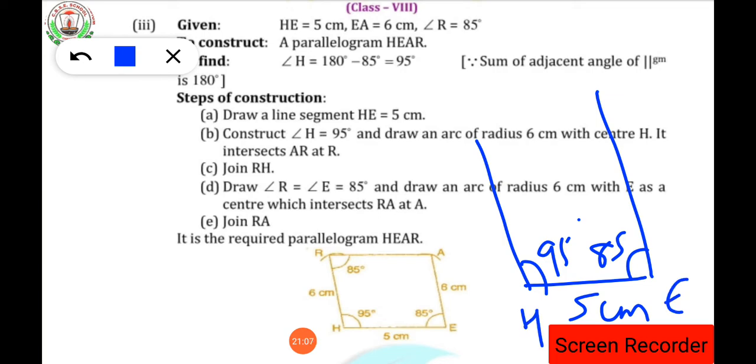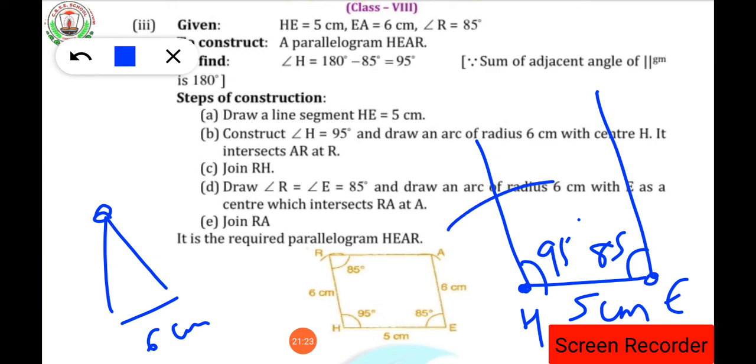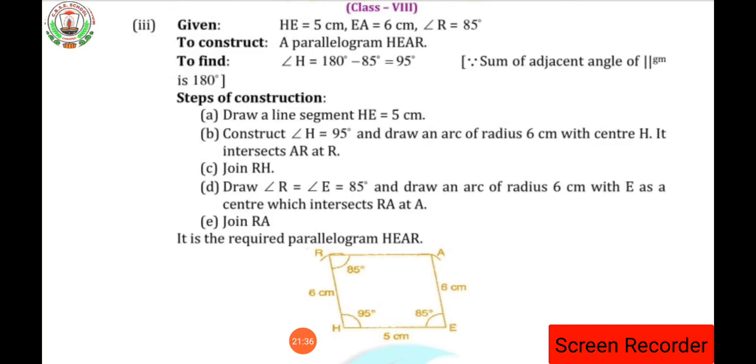Now, with the help of your rounder, you have to measure 6 centimeter on the mouth of your rounder. Then after measuring the 6 centimeter, keep the needle at point H and draw one arc. Then again with the same measurement, keep the needle at point E and draw another arc. Then label it as R and A. Then join this so that you will get the line segment RA. Clear up to here? So this is the parallelogram HEAR.